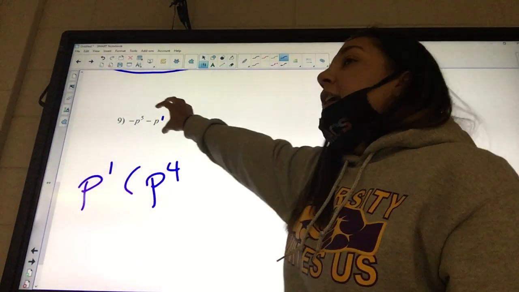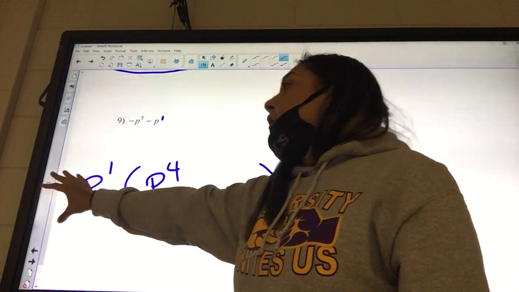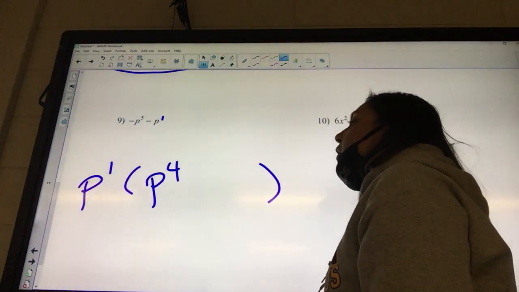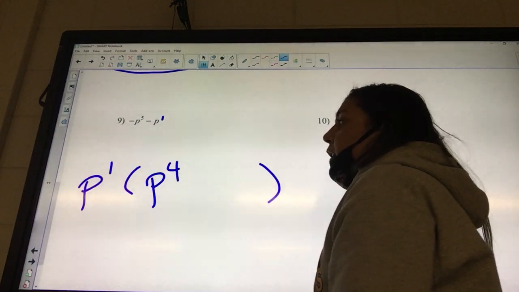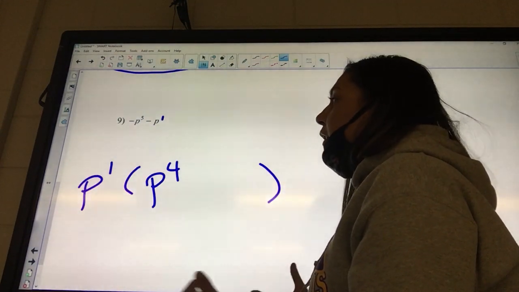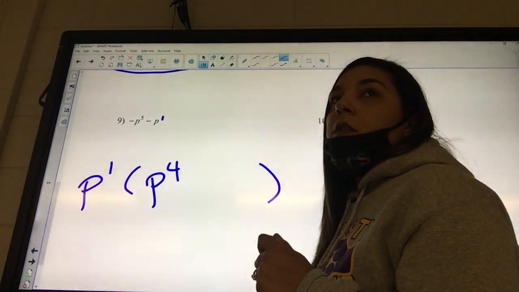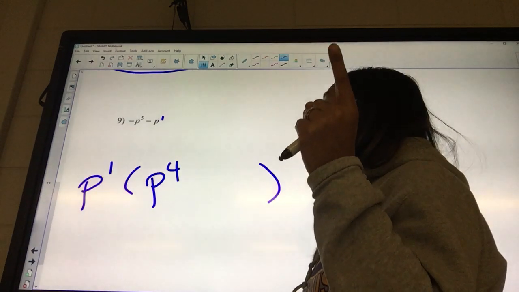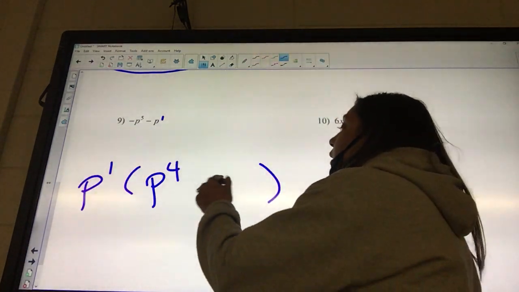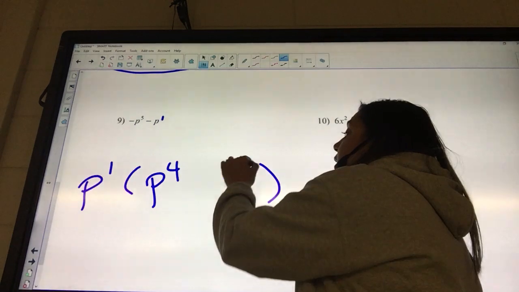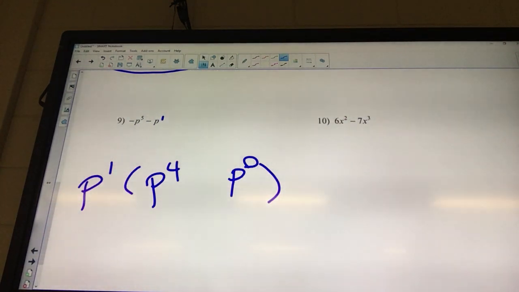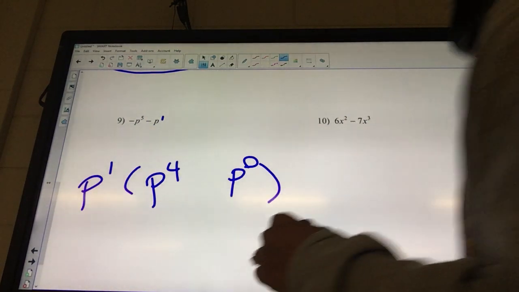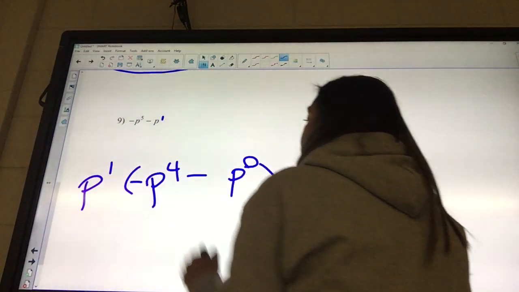How many does the second guy have left? 0. Okay, so I would put something there. And usually if we have nothing, then what would you put? Not a 0. A 1. Okay, so you can put P to the 0 if you want to, just to have something there, or you can put just a plain Jane 1, not P to the 1, a regular size 1. Okay, and then we put all of our signs back.